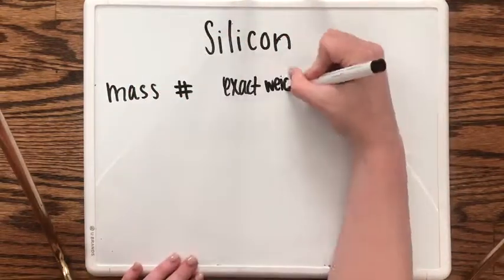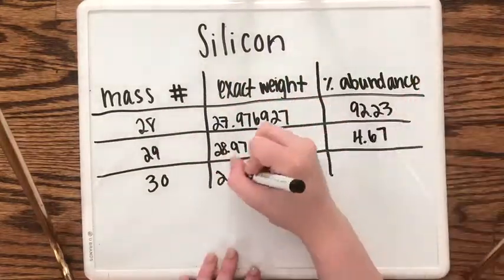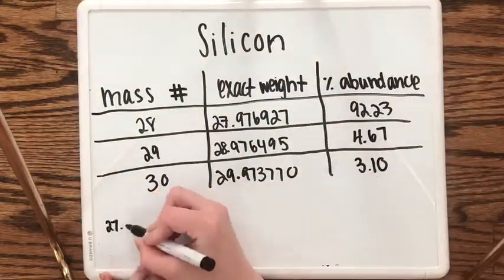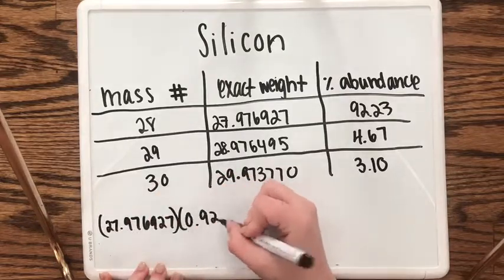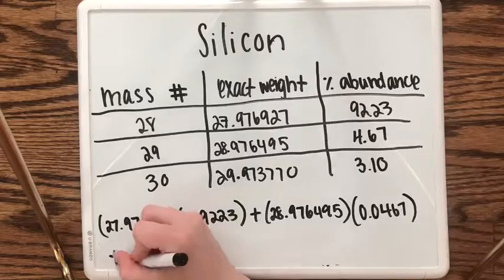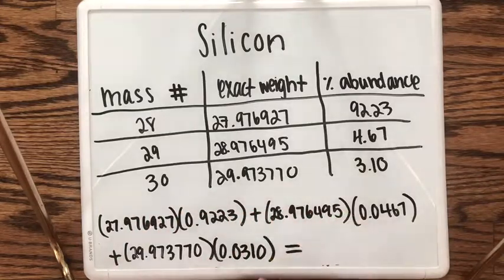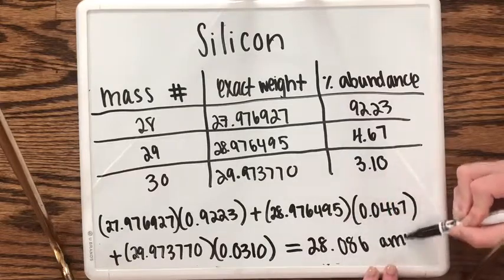If you want some practice on your own, now would be a good time to pause the video. Otherwise, just keep watching for a demonstration. In this case, you'll take the exact weight of silicon-28 times 0.9223 plus the exact weight of silicon-29 times 0.0467 plus the exact weight of silicon-30 times 0.0310 to give you 28.086 atomic mass units.